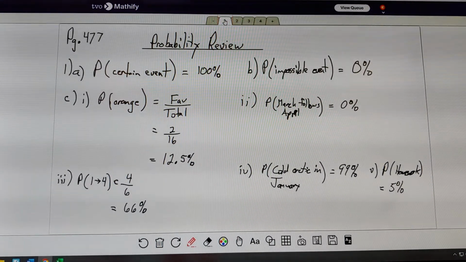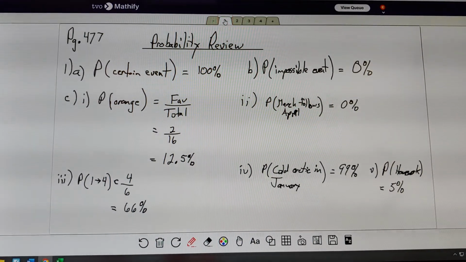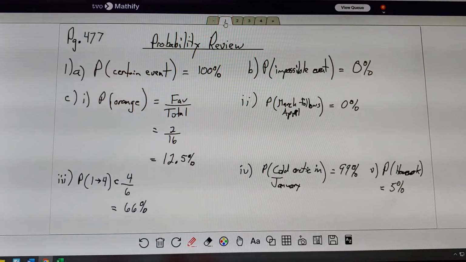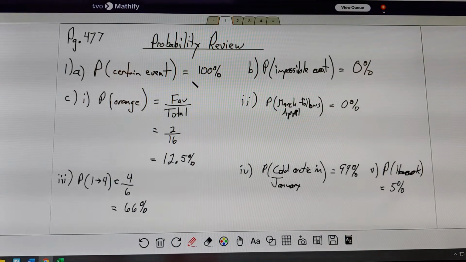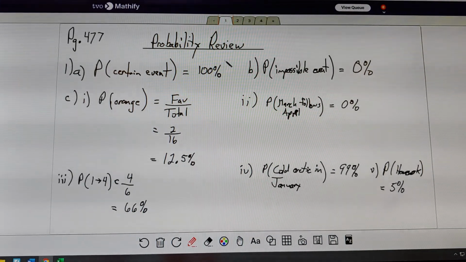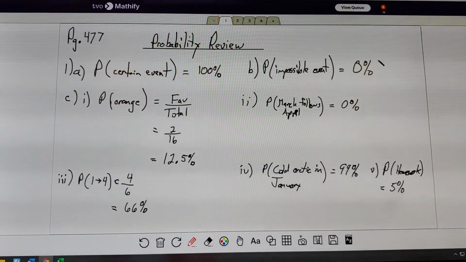Okay, so we are taking up the first part of your review on page 477 for probability. So first to ask, probability of a certain event. Well, if it's certain, it's guaranteed to happen, it's 100%. And the next one asks probability of an impossible event. Well, that's going to be 0%.